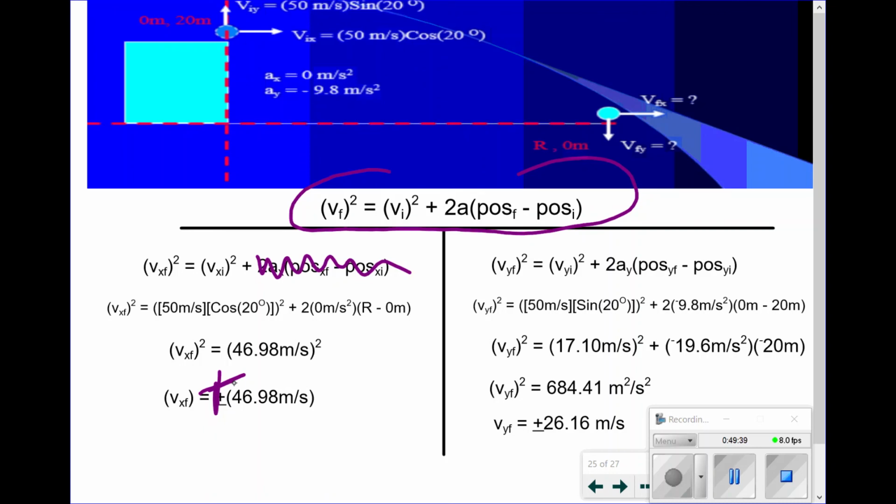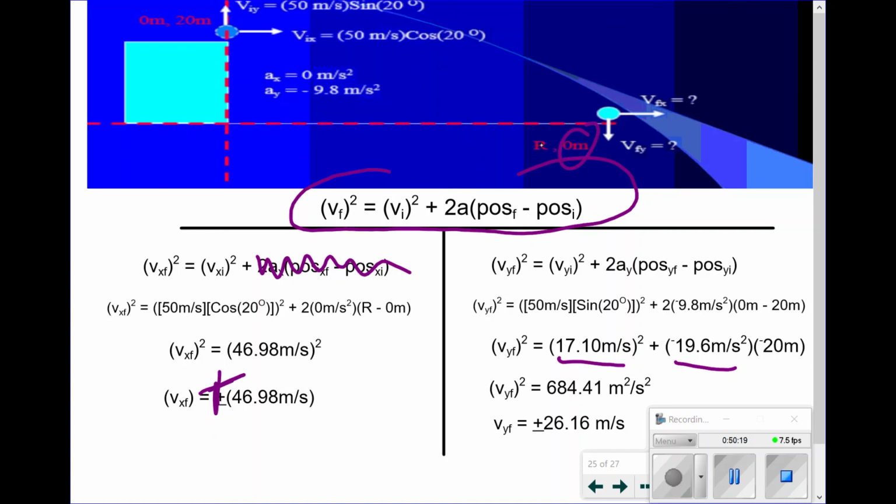When I look at my y-axis, this is now very solvable. I have 17.1 squared, which was my initial y velocity, plus 2 times negative 9.8, which is negative 19.6, times the change in the y position, which is 0 minus 20, because it's always final, which was its height of 0, minus my initial, which was 20. I can totally solve this. I come up with plus and minus 26.16. You see, it's not or.